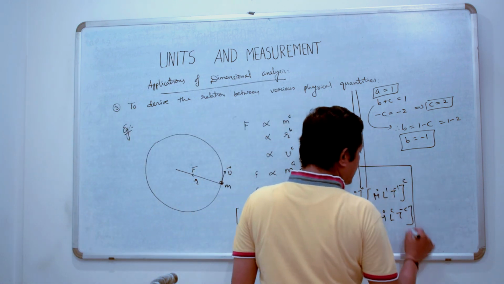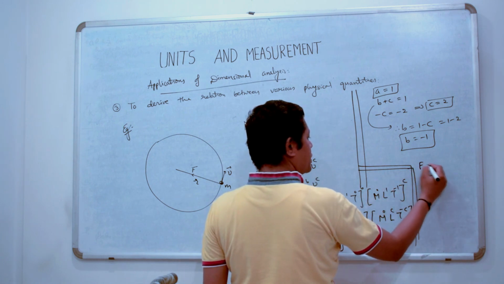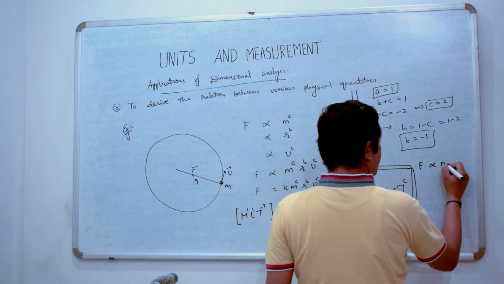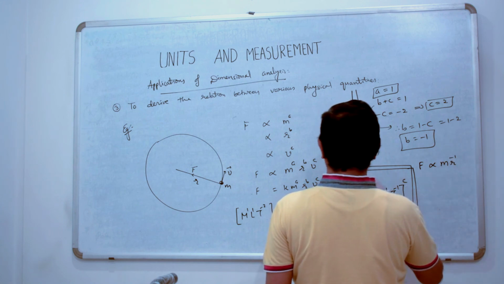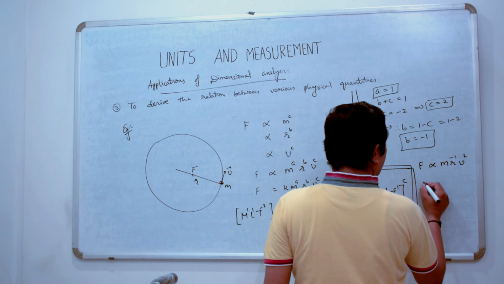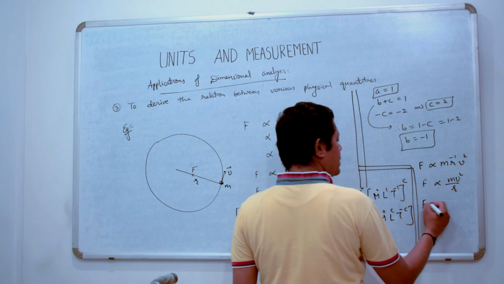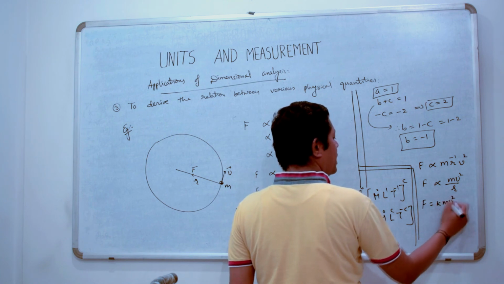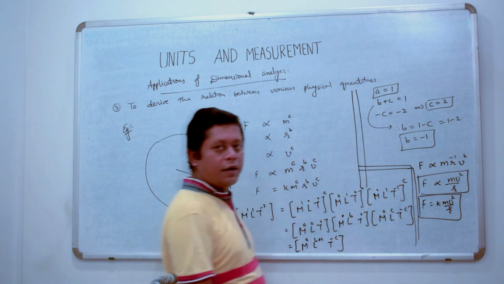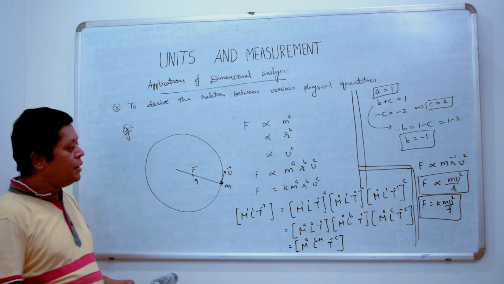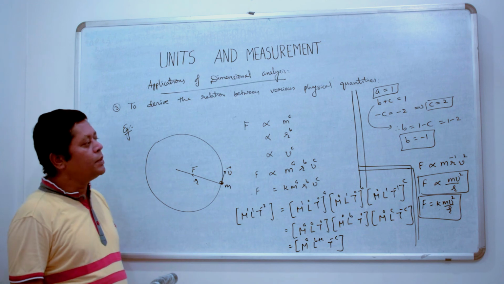Putting these values in this relation, you will get F proportional to m raised to a = 1, r raised to b = -1, and v raised to c = 2. So you get the relation F proportional to m v square by r, F = k m v square by r. So this is the relation you derive between physical quantities. This is the use of dimensional formula. This way, for different physical quantities, you can derive the relation between them.